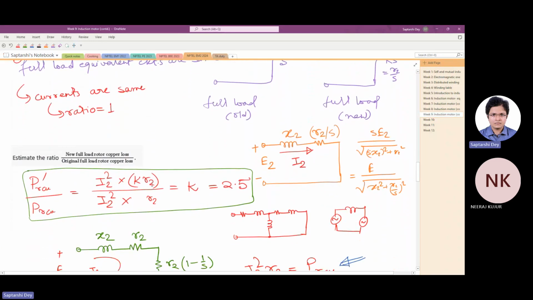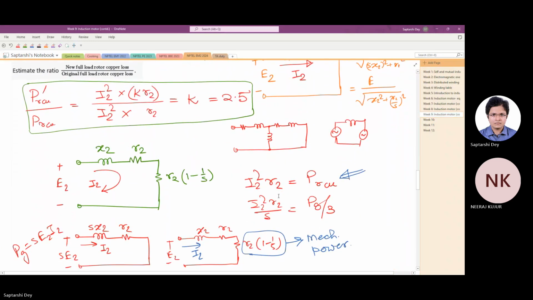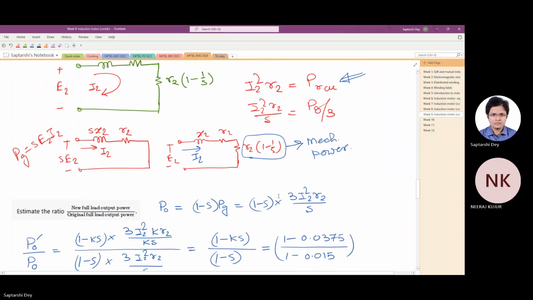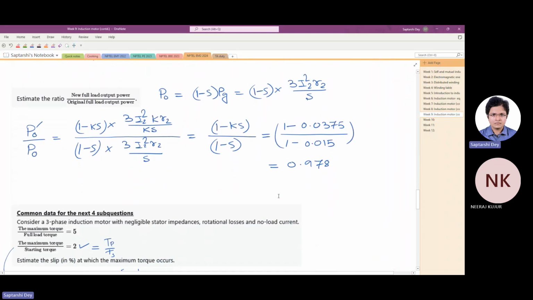Now since the currents are same, but the resistance has increased 2.5 times, the copper loss is now 2.5 times of what we had before. That's it.